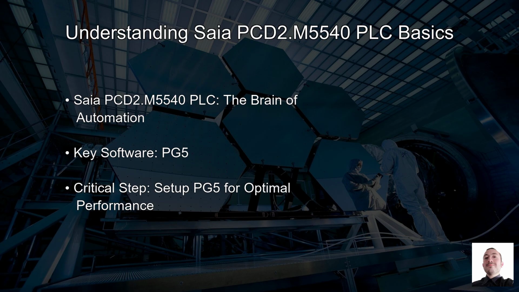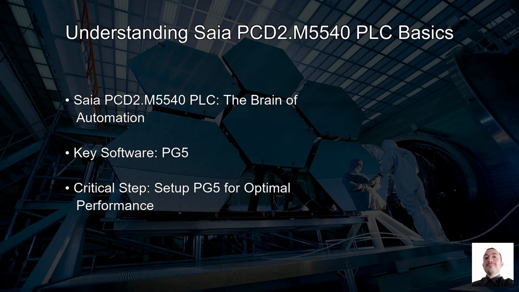Imagine the PLC as the brain of your automation system, orchestrating every move with precision. To get started, you need to familiarize yourself with the PG5 software, the primary tool for programming this PLC. This software allows you to write, test, and deploy your automation logic directly to the PLC. But there's more to it than just programming. We'll explore the intricacies of setting up your development environment, connecting to the PLC, and troubleshooting common issues.